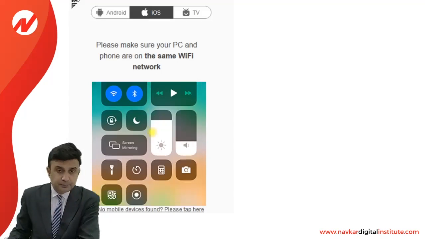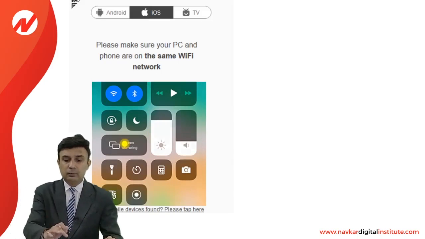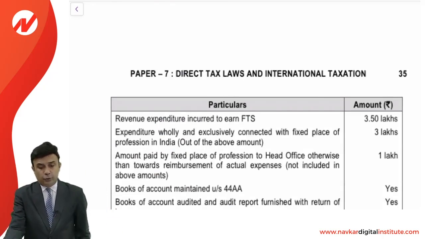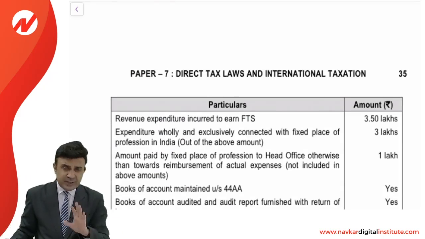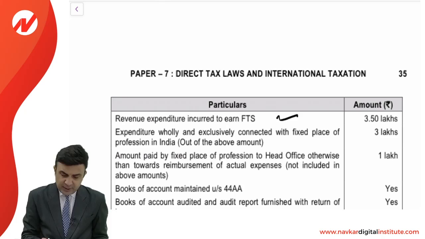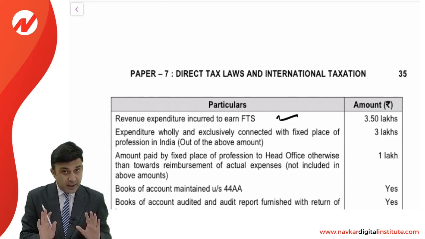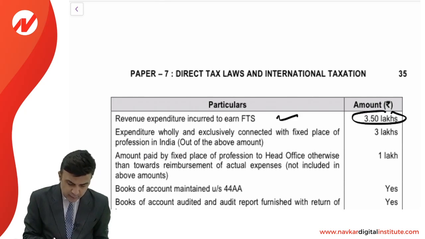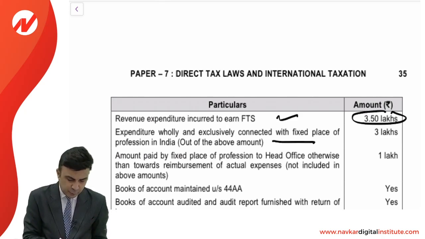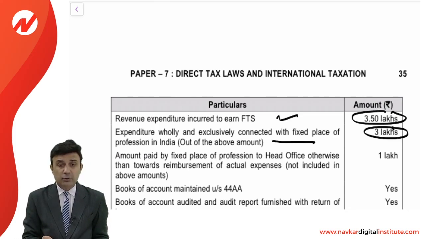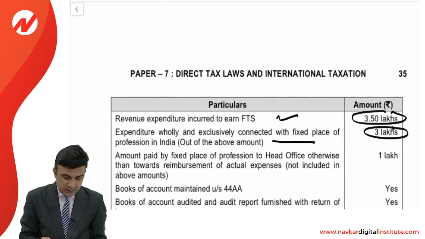this PE. At the same time, any remittance to HO would also not be eligible. Let's check out which expenditure are deductible. For Y and Company, they've incurred the revenue expenditure for FTS 350, apparently allowable, but out of this 350, expenditure wholly and exclusively connected with fixed place of profession in India is only 3 lakh. So 350 is not allowed. Only 3 lakh would be eligible for deduction.